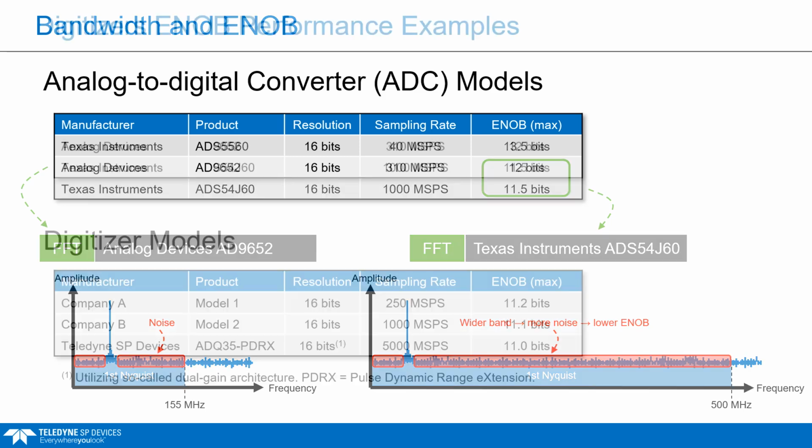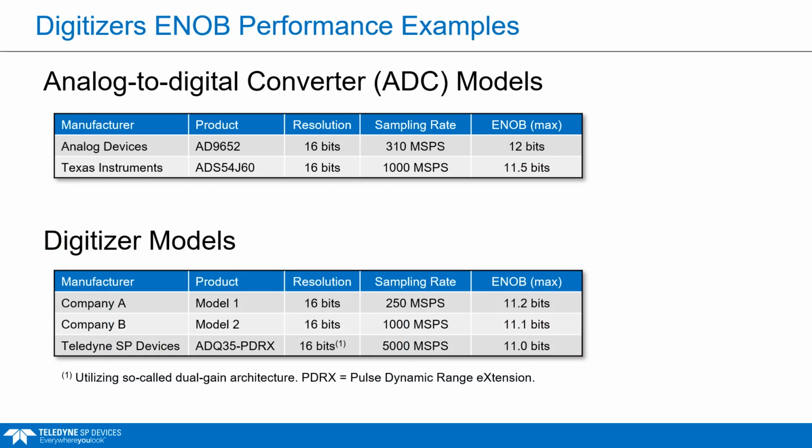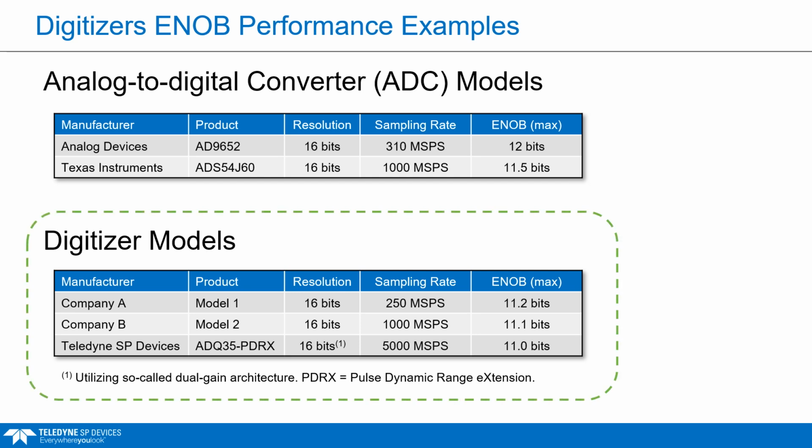Digitizers use commercially available ADCs. Shown here are two example digitizers and the ADQ35 PDRX from Teledyne SP Devices. The best ENOB figures from each datasheet are used.